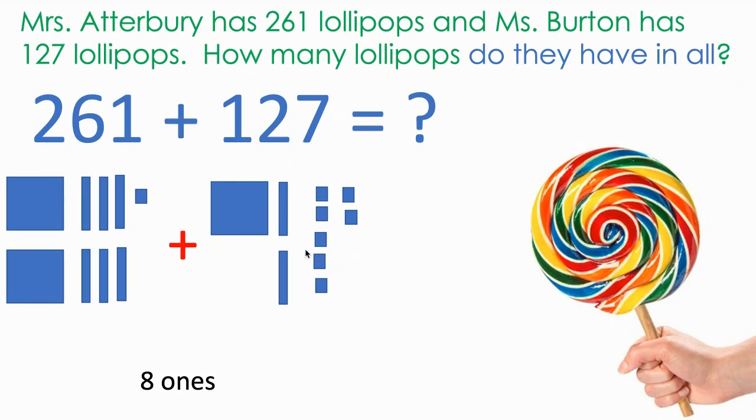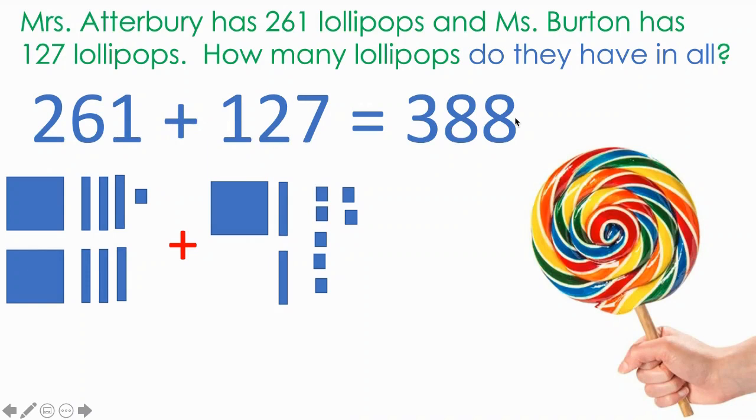How many tens do we have? You have these 6 tens plus these 2 tens. So what is 6 plus 2? Or what's 60 plus 20? 8 tens or 80. Okay, so we have 8 in the tens place. Now, count up the hundreds. How many hundreds do you have? This 100 and this 100 plus this 100. 3 hundreds or 300. Very good. All right, so that equals 388. Okay, so how many lollipops do they have in all? In all, they have 388 lollipops.